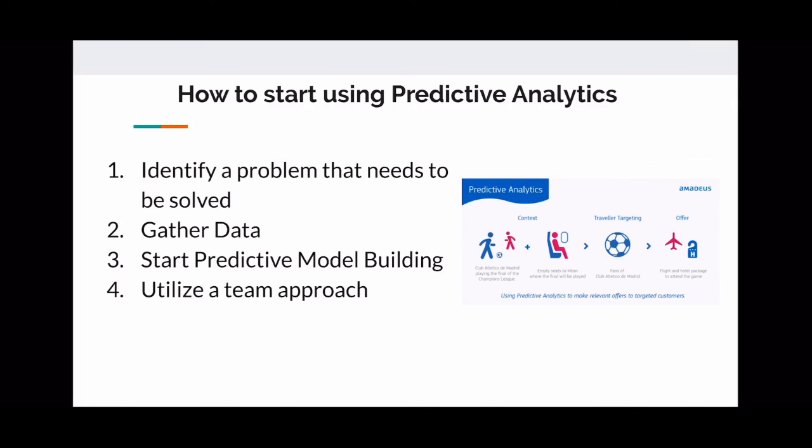Step 3, you're now going to build your actual predictive model. And then step 4, once you have your predictive model, you're going to go ahead and utilize a team approach. You'll probably need a number of different professionals or systems to help you to understand and use your predictive model to better help your business.